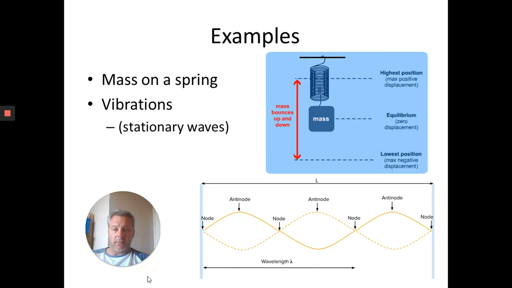Other things that do this are masses on springs. You pull the mass down and then let it oscillate naturally up and down. It's performing simple harmonic motion. And a vibrating string, particularly in a stationary wave, when every particle between those nodes just moves up and down, they're performing simple harmonic motion, every one of those particles.